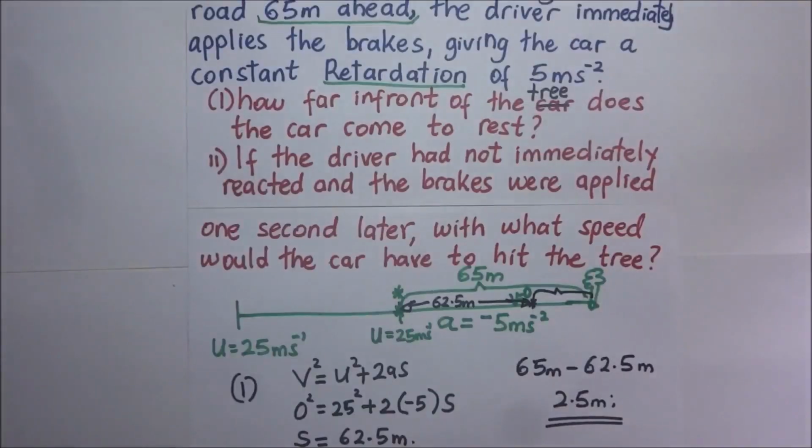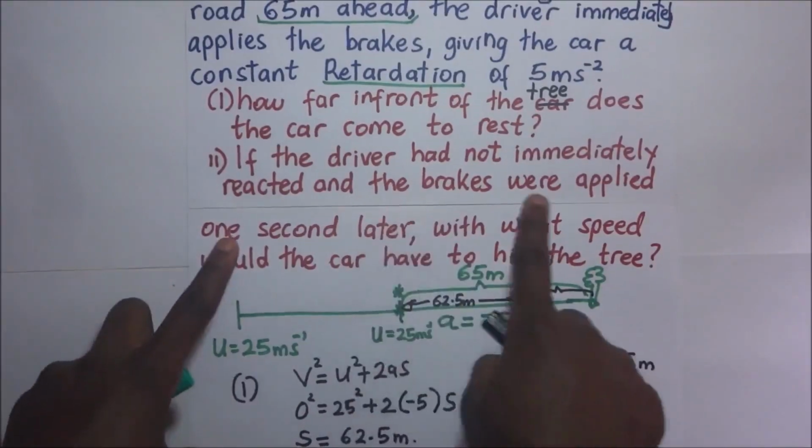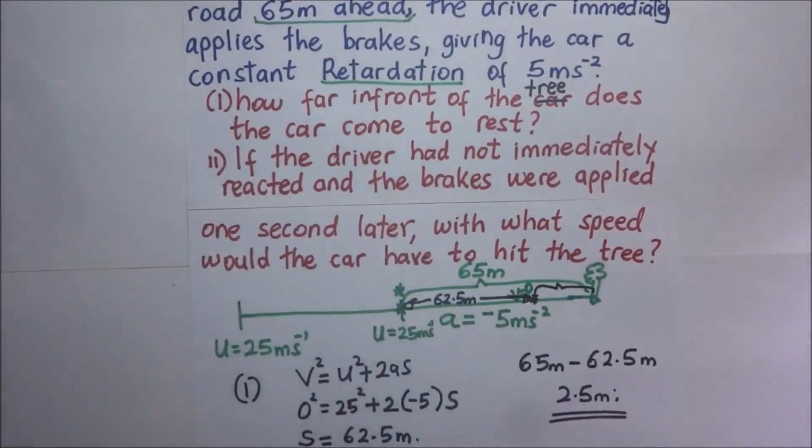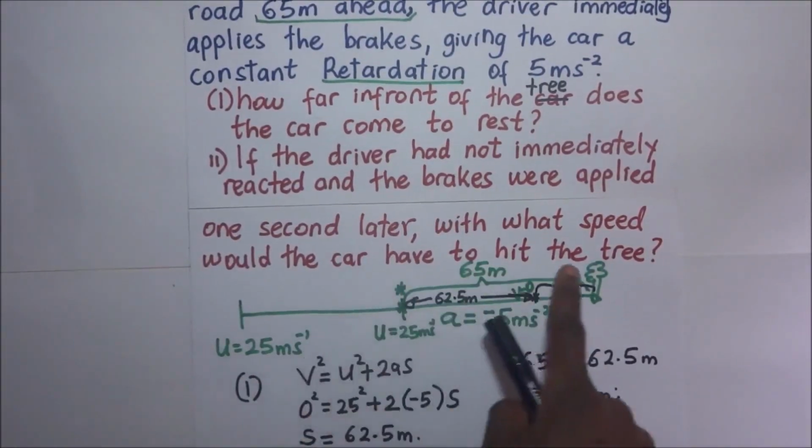Now let's get Roman 2. Roman 2 says that if the driver had not immediately reacted and the brakes were applied 1 second later, with what speed would the car have hit the tree? So now, with what speed will the car hit the tree?